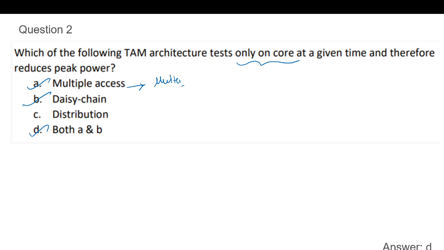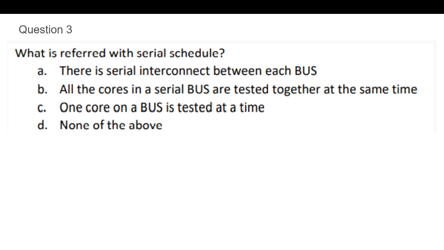Going to the next question. What is referred to with serial schedule? There is a serial interconnect between each bus. No. Serial means one at a time. One bus or core. All cores in a serial bus are tested together at the same time. No, then it will become like a parallel. One core on a bus is tested at a time. One at a time, core. So this is the correct answer.